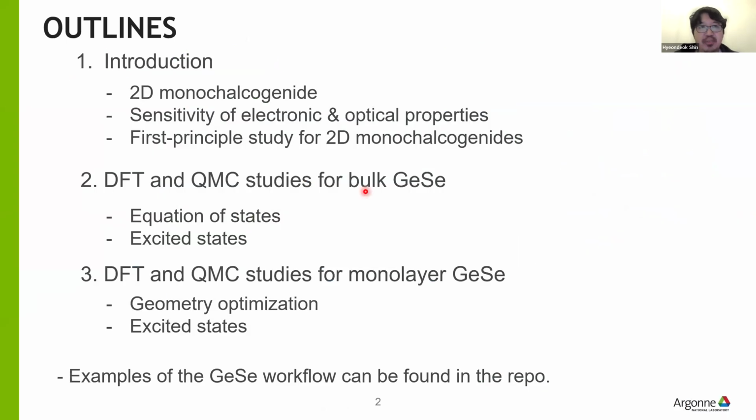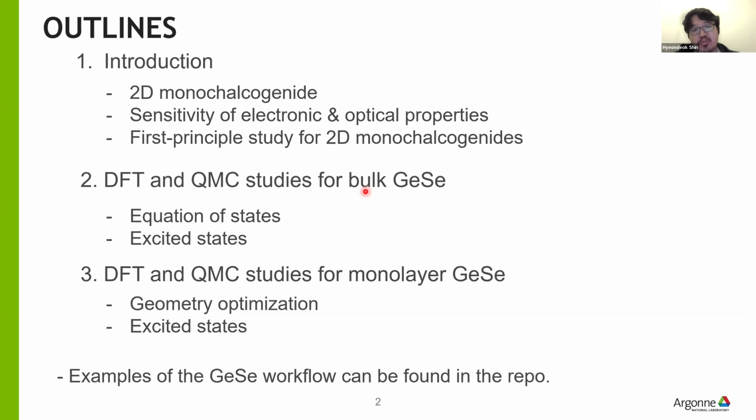So here's the quick outline. I'm going to talk about the introduction, why these 2D monochalcogenides are important to study, and show the previous first-principles studies of those structures, and why QMC is needed to study them. I will also show the DFT and QMC studies for the bulk and monolayer structures of the germanium selenide systems, including equation of state calculations and excited state calculations.